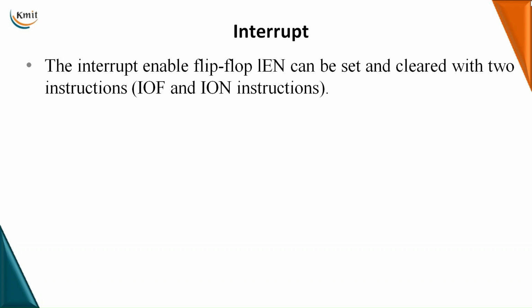Whenever the IEN is set to 1, the processor is ready to receive an interrupt from the peripheral input output devices. Whenever it is set to 0, it means that the CPU at this point of time doesn't want to receive any interrupt. So when an input device or an output device wants to interrupt the CPU, it can only do so when the IEN is set to 1. If it is set to 0, no input device or output device can interrupt the CPU.